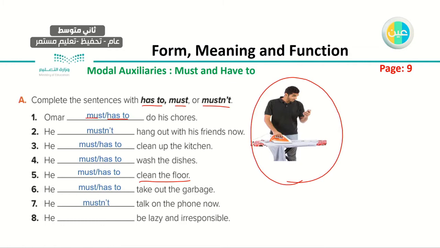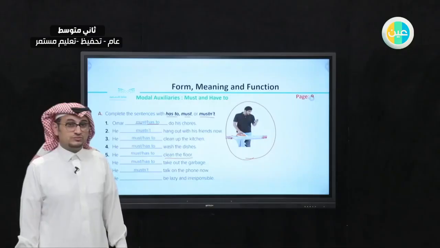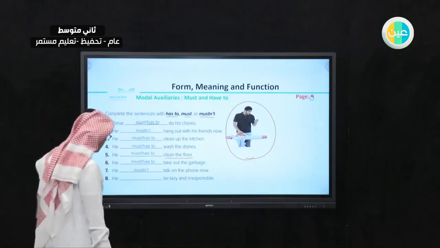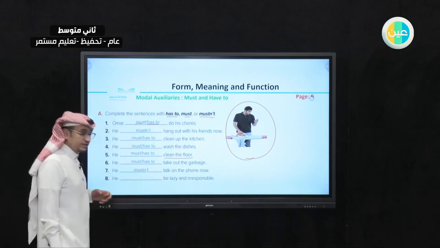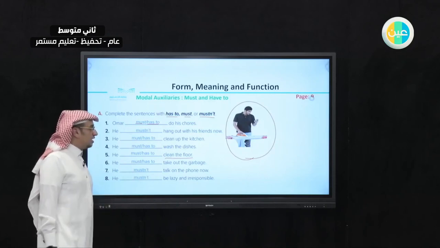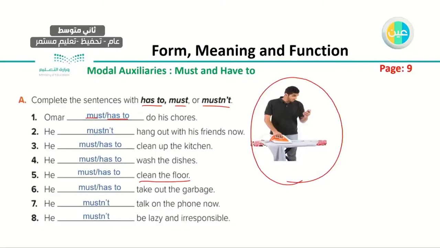Our last one: be lazy and irresponsible. No, we have to be responsible of our jobs and finish them. So we will say he mustn't be lazy and irresponsible. Okay, good. That's the answer for the first exercise you have on your book, page 9. You can take a screenshot or pause the video. You have to copy the answer.